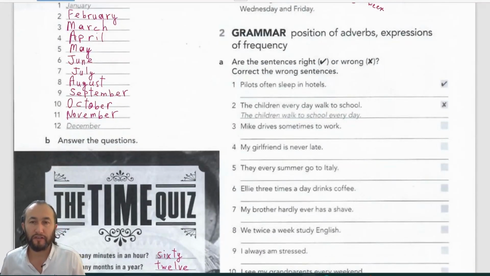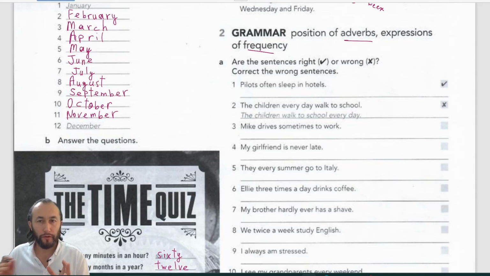I have actually already explained the position of adverbs of frequency, obviously. Adverbs of frequency come before the main verb or after the verb be. So verb be is an exception, like am, is, are, was, were. We use adverbs of frequency after it. But other verbs like go, eat, sleep, play, we use adverbs of frequency before them. And expressions of frequency, as I said, go at the end of the sentence. That's the usual place.